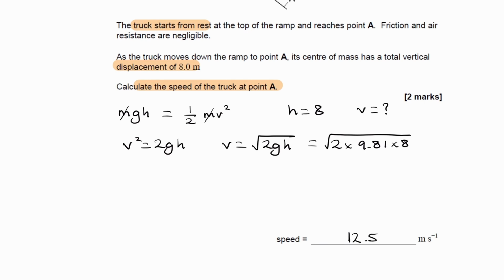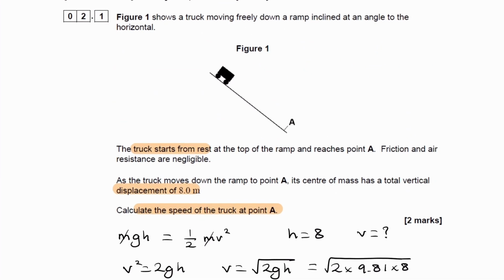So whenever you're using mgh, you always have to use the vertical displacement rather than the distance along, in this case, the angled slope, which we don't have anyway. And bear in mind also for this question, we can't use suvat. To use suvat, we have to have 3 of the 5 different suvat variables in order to work out a 4th unknown. In this case, we know it starts from rest. We don't have the distance traveled along the slope itself. We only know the vertical displacement of 8 meters.